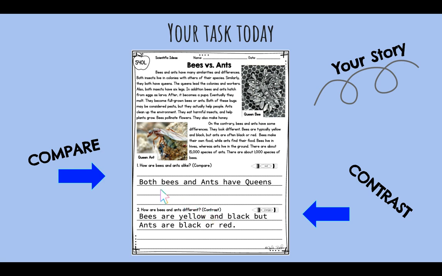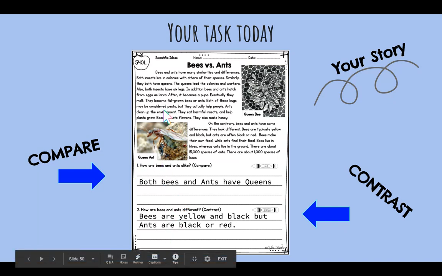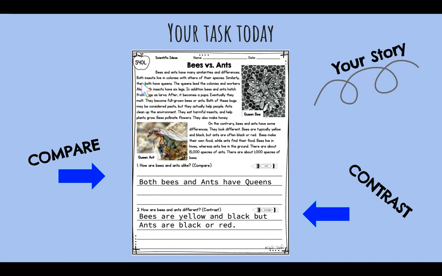I said that both bees and ants have queens. That's how they compare. And if I wanted to double check or prove that my answer is accurate or correct, I can go back and find that in the text, which is what you should be able to do. And so if I come here, it says similarly, they both have queens. Oh, there we go. So I can check that off my list and prove that that is correct because I am able to find it within the text, which is super important.